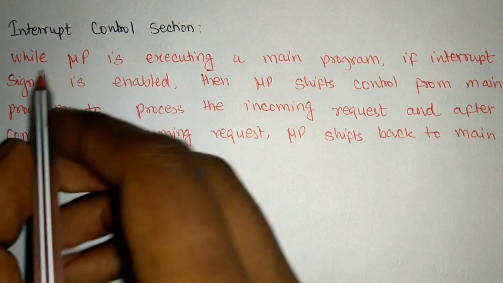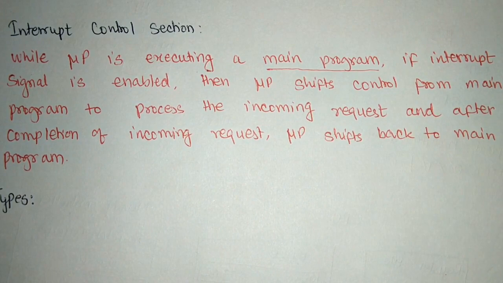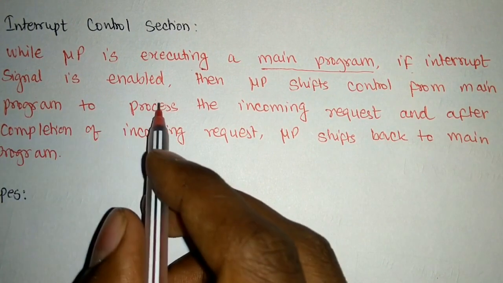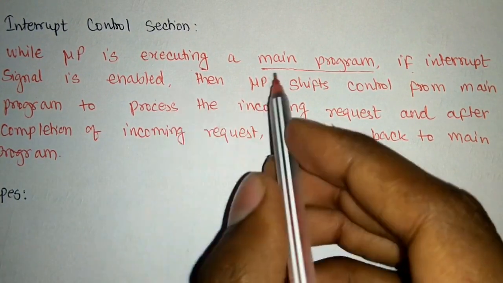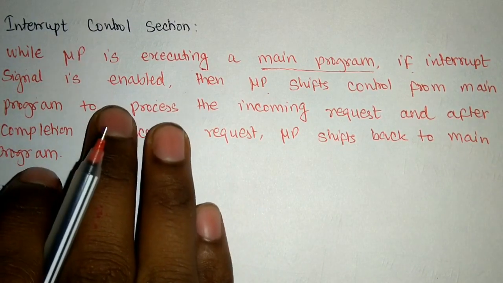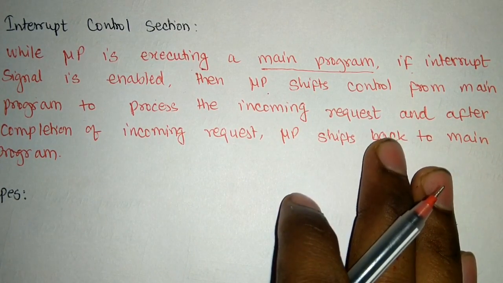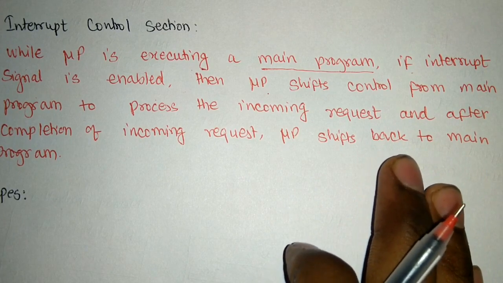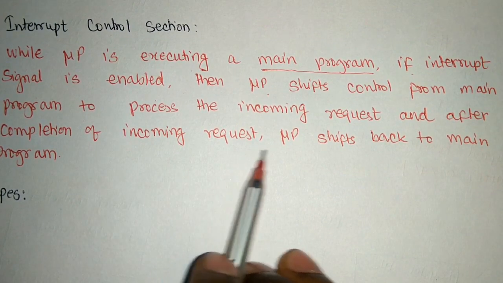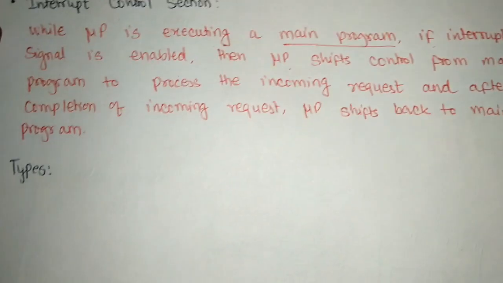While the microprocessor is executing a main program, let's say there has been a command given to the microprocessor and it is already executing the instructions. But if an interrupt signal is enabled, suddenly an interrupt signal comes, then the microprocessor will shift the control from the main program. It will stop doing the main program and start processing the incoming request. It will focus on the incoming request through the interrupt, and after the completion of the incoming request, the microprocessor will shift back to the main program. That is how interrupting circuits work.